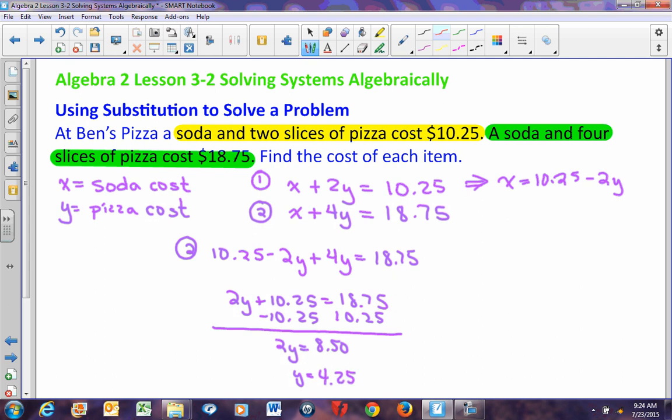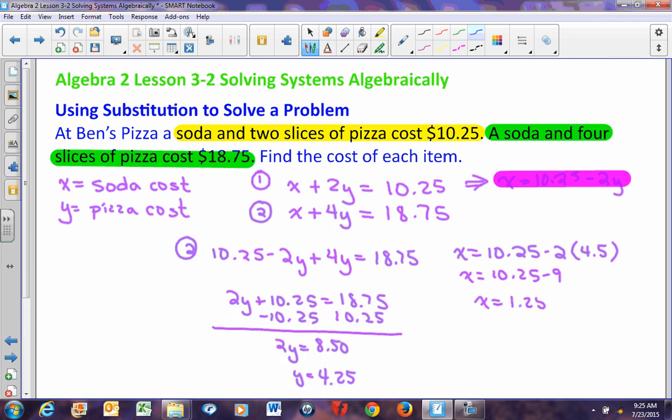So we now know that a slice of pizza costs $4.25. Now to figure out how much a soda costs, I'll just plug it into the equation I have right here to figure out what my soda cost is. So x will equal 10.25 minus 2 times 4.25. Okay, 10.25 minus 8.50. So x will equal $1.75.